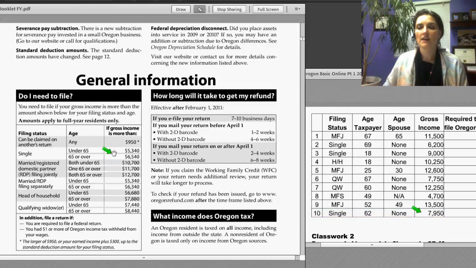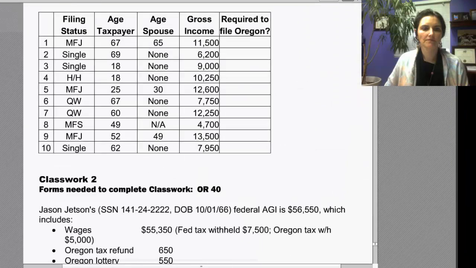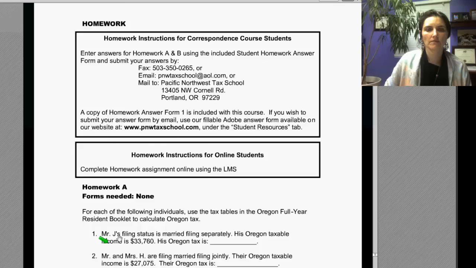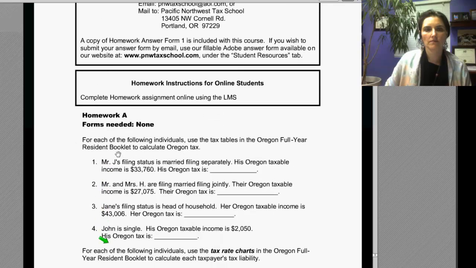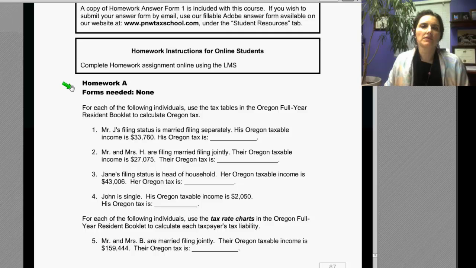So that concludes the classwork review for Part 1 of our Oregon course on filing requirements, penalties. Let's move on now to look at the homework assignment for today's class. The homework assignment associated with today's class is actually a pretty easy one. You will complete only homework A, shown on pages 87 and 88 of the student manual. Do not complete homework assignments B or C. Those will not come until the end of our next class.